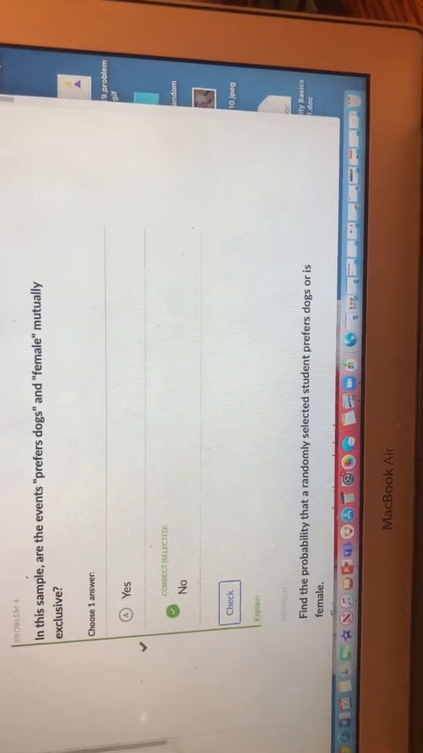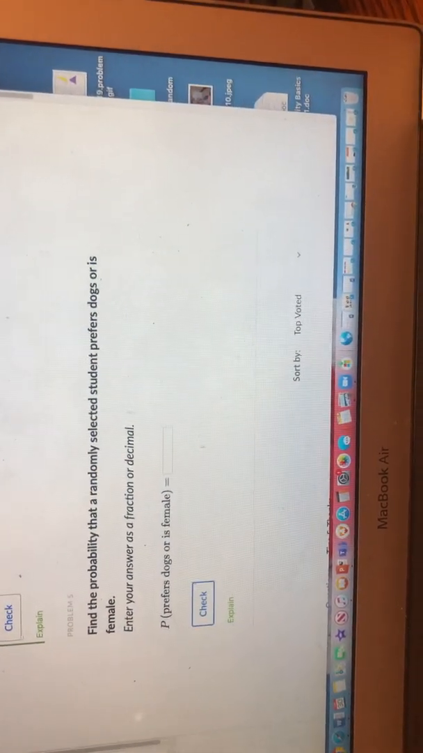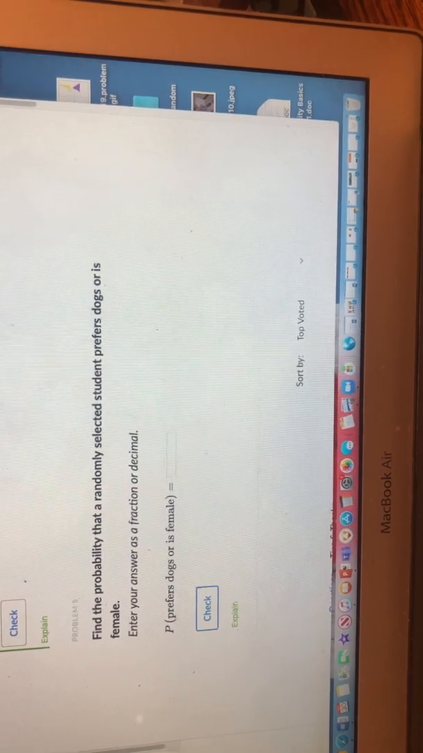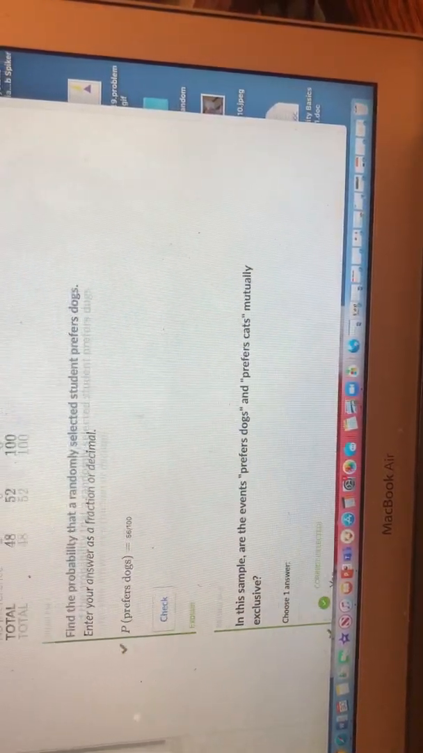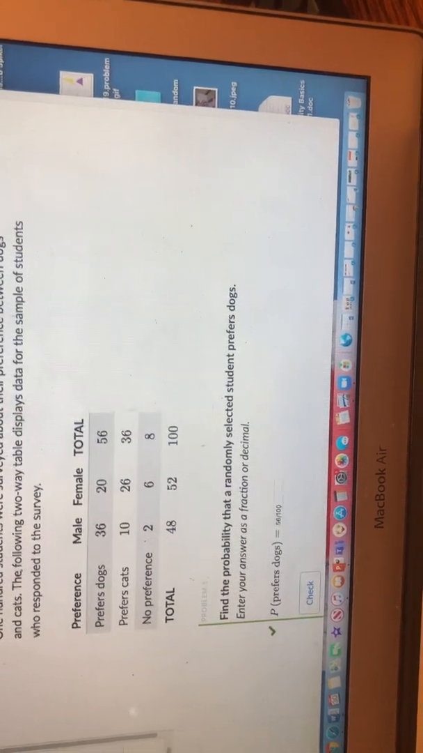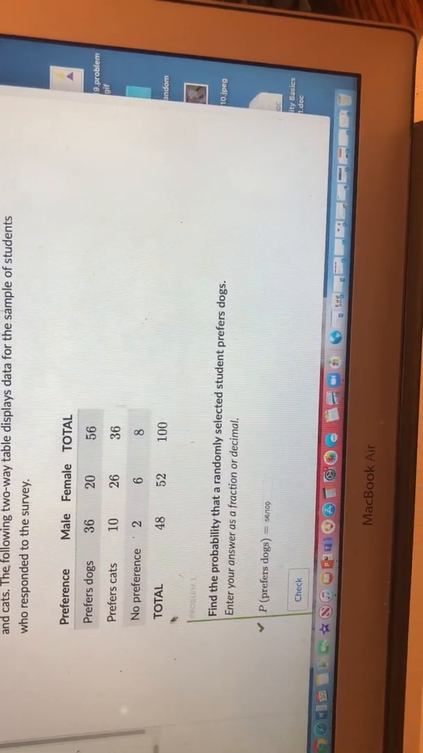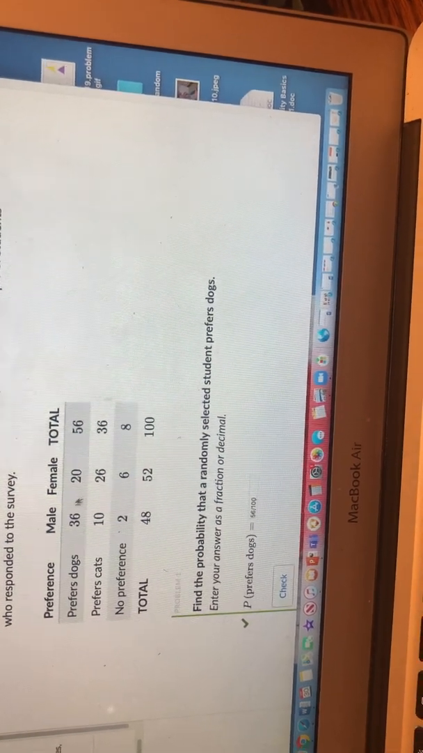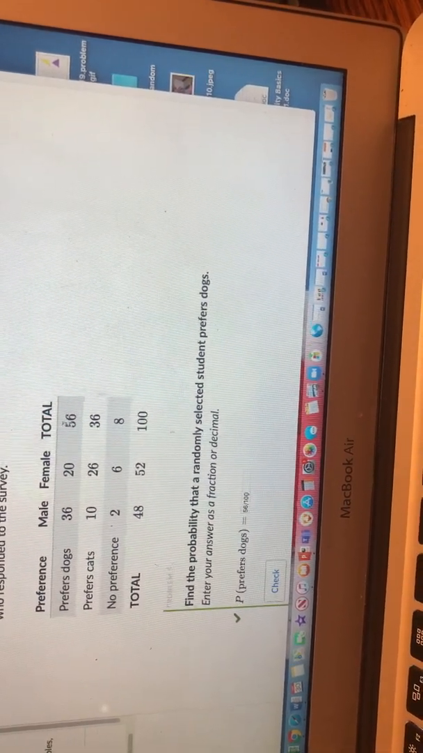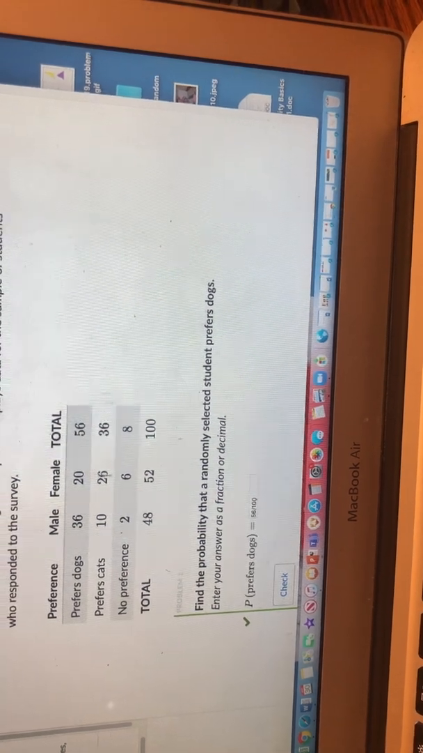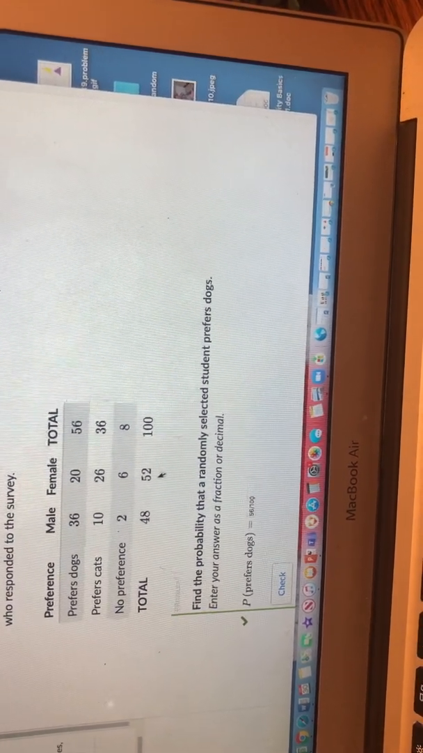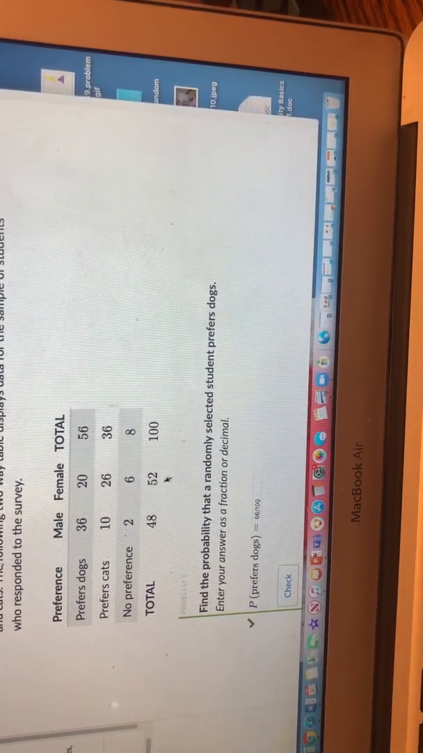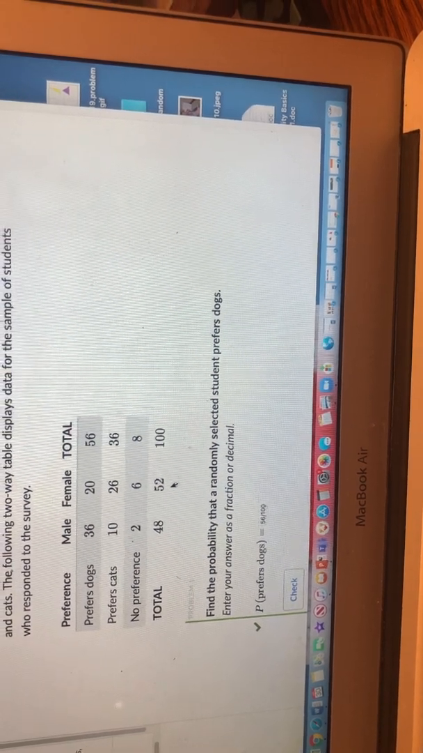So how am I going to do their probability? Well, I'm going to look at what's the probability of it being a dog, what's the probability of it being a cat, and then I'm going to subtract off that overlap. Or, I'm sorry, not a cat, a female. So the probability of it being a dog was 56. The probability of it being a female was 52. So I'm going to add those together. The word was or that was in the problem.